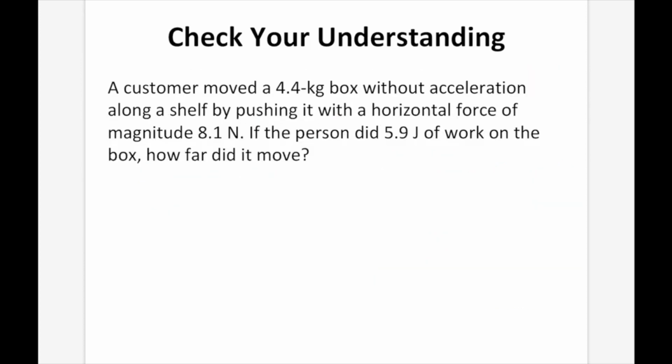Check your understanding. A customer moved a 4.4 kilogram box without acceleration along a shelf by pushing it with a horizontal force of magnitude 8.1 newtons. So let's draw that out. So there's our shelf. There's our box. We're going to get a force applied equal to 8.1 newtons. And the box is going to weigh 4.4 kilograms. And then we're told that acceleration equals 0. Therefore, it's going to be constant velocity.